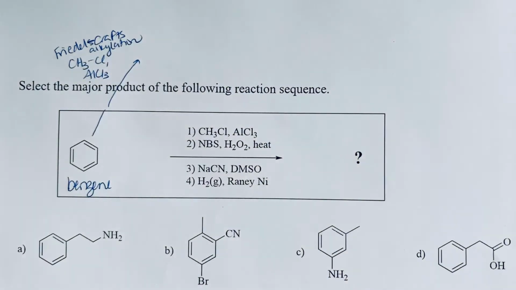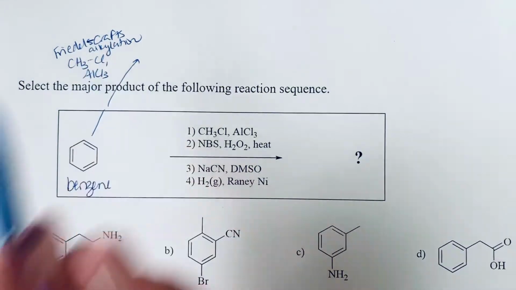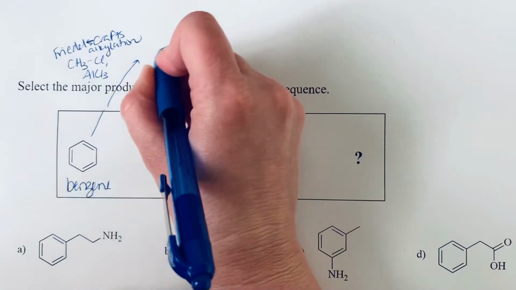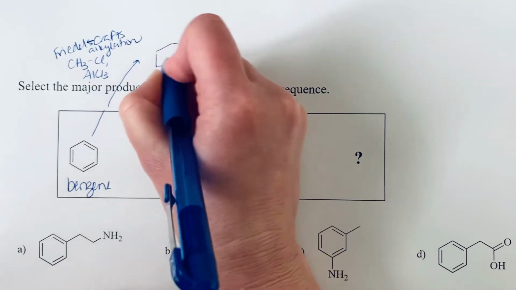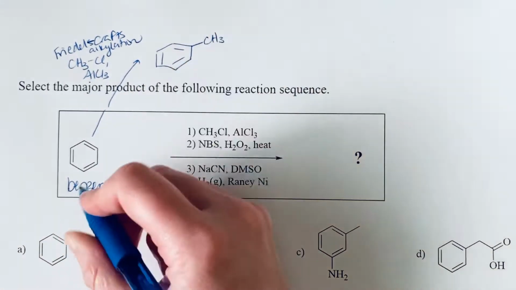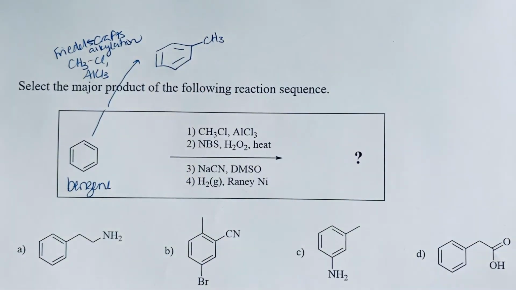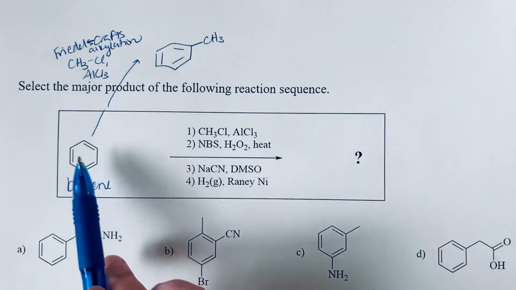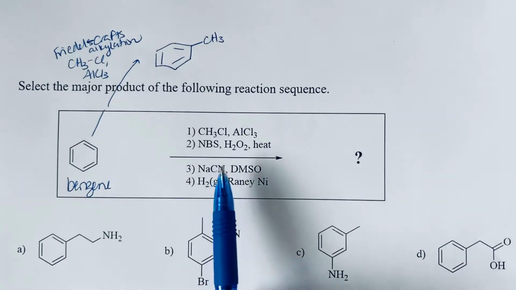So we don't need to worry about a carbocation rearrangement because we only have 1 carbon. There's nowhere for it to go. So you're definitely going to be able to attach that methyl group to the benzene. And so this would be how we could take benzene and make toluene. Okay. And so we've added that alkyl group.